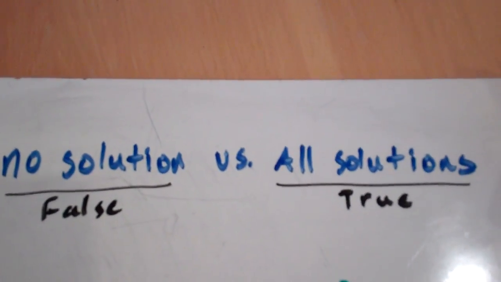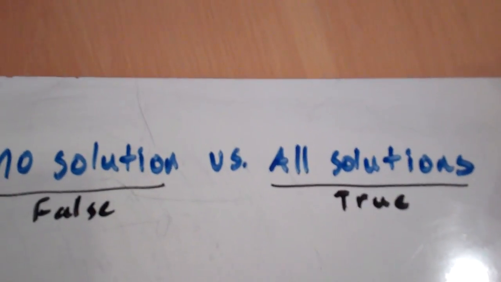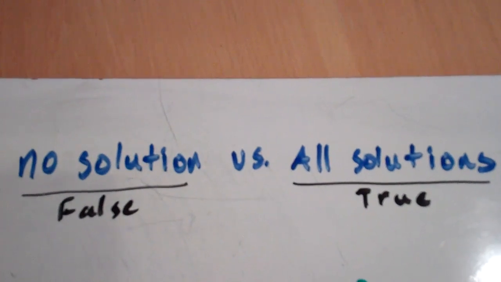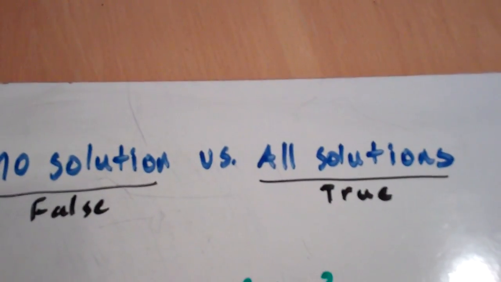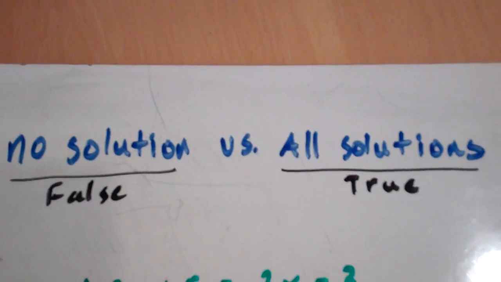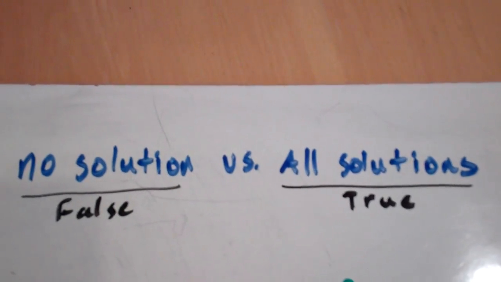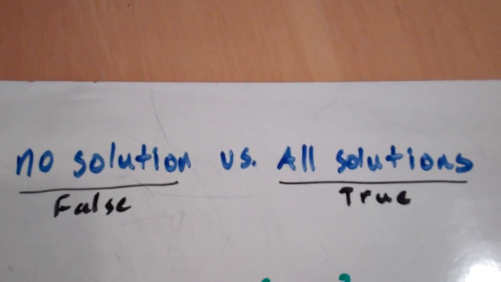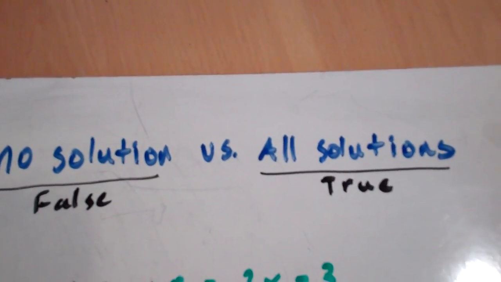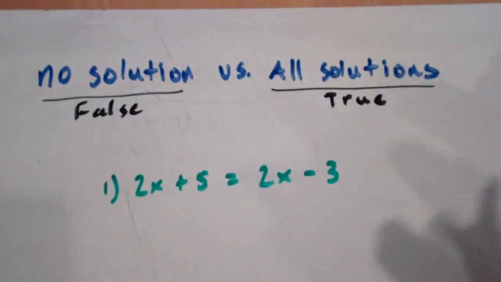Okay, there's some algebra problems where we may get no solution or we may get all solutions as our possible answers to an algebra problem. Now, I have false and true written underneath each one, and I'm going to show two examples that explain why they're written there. But sometimes we don't have an answer for an algebra problem, or sometimes any answer or all answers are possible. Let's look at my two examples.